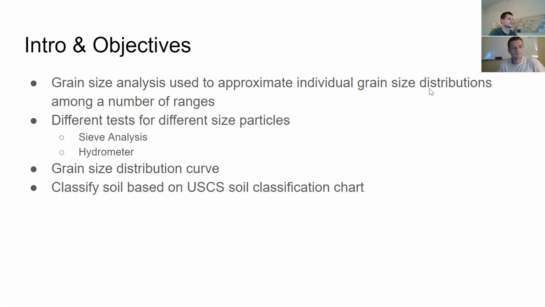The sieve analysis is used to measure the sizes of larger particles, while the hydrometer test is used to measure the finer particles. The objective of this lab was to create a size distribution chart with data from both tests, and then determine what type of soil it is based off the USCS soil classification chart.